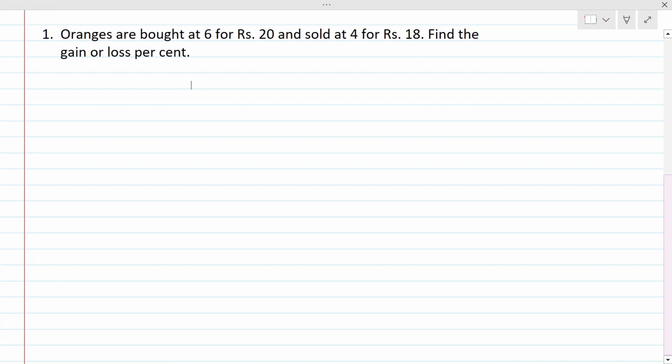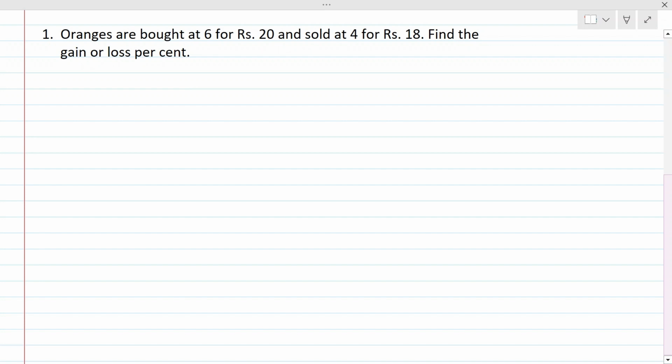The first example. Oranges are bought at 6 for rupees 20 and sold at 4 for rupees 18. Find the gain or loss percentage. Okay, so now here the problem is the shopkeeper bought 6 oranges for 20 rupees and he sold them like 4 oranges for 18 rupees. So now we have to find out whether it is a gain or loss, and then we have to find out the gain or loss percentage.